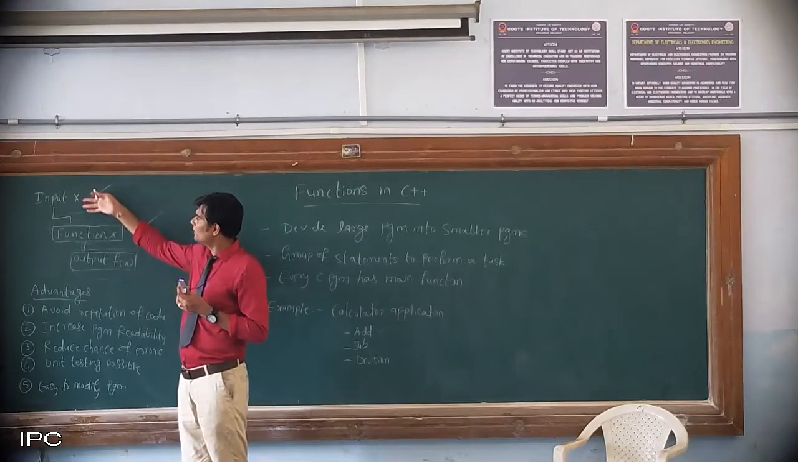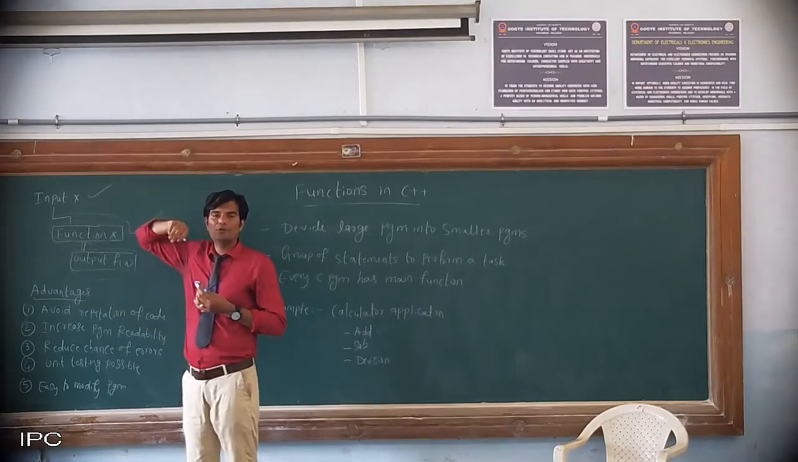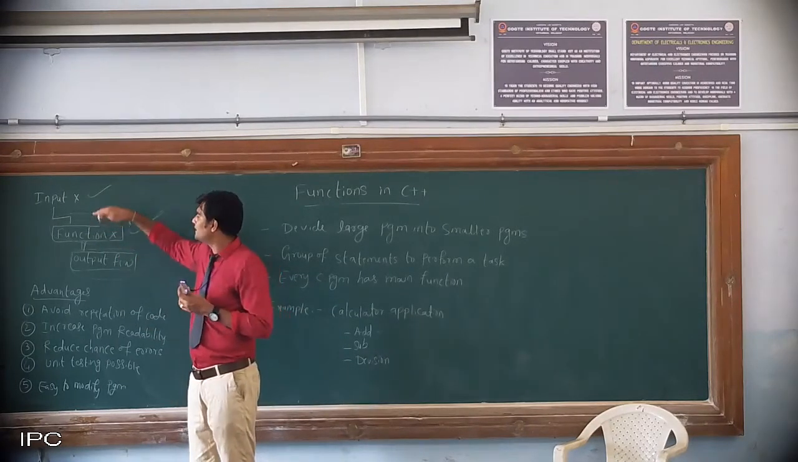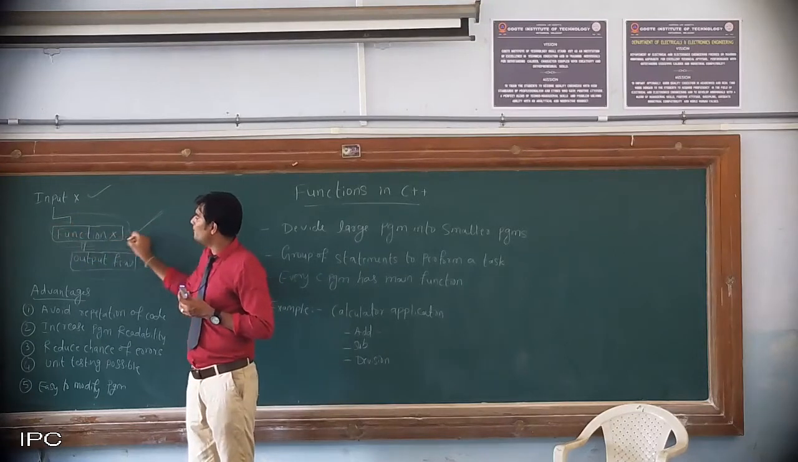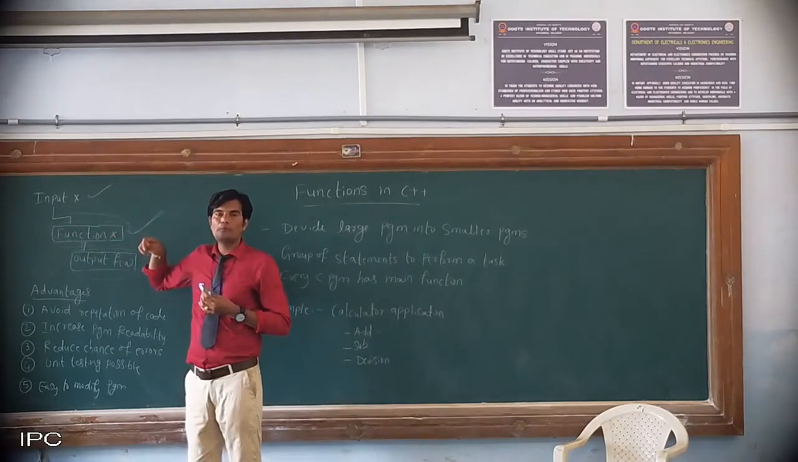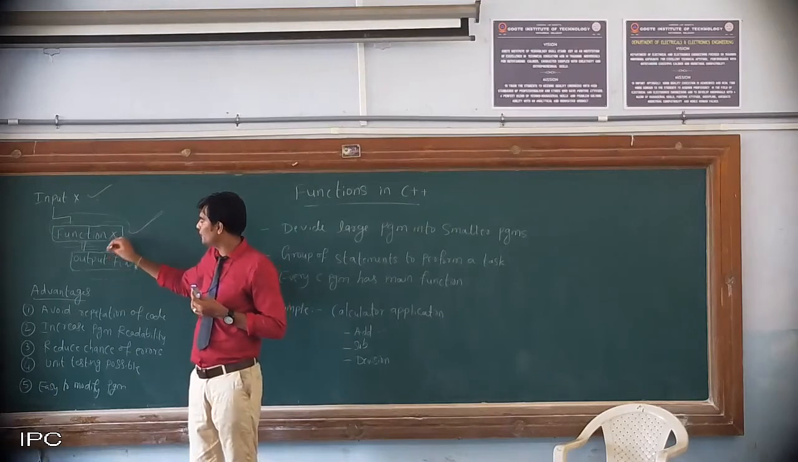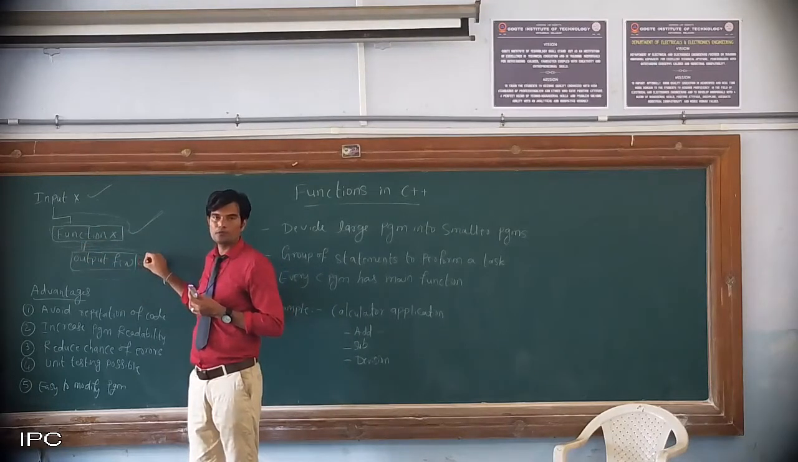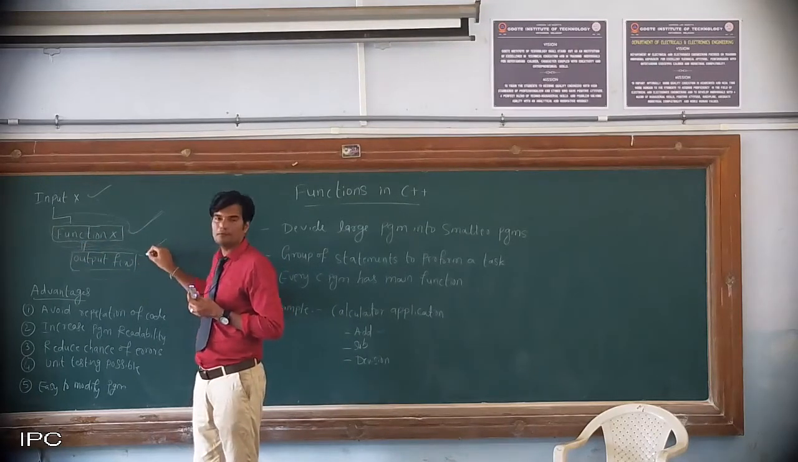Okay, maybe in the main function you have read the two values, and then in the add function you are performing the operation of addition of two numbers, then you are displaying the output. Whatever the final output, that will be displayed here.